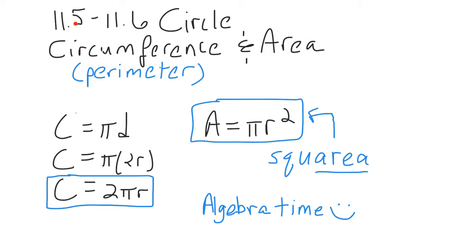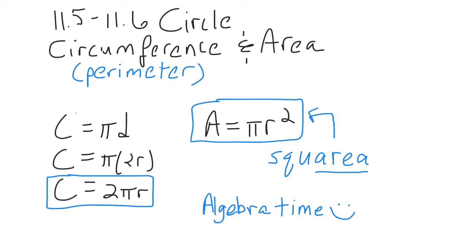In this video, we're going to be talking about sections 11.5 and 11.6, which are about circle circumference and circle area. Circumference is a word that stands for perimeter for a circle, so it's the perimeter of a circle. The circumference is equal to pi times the diameter. Diameter, of course, is 2 times the radius.